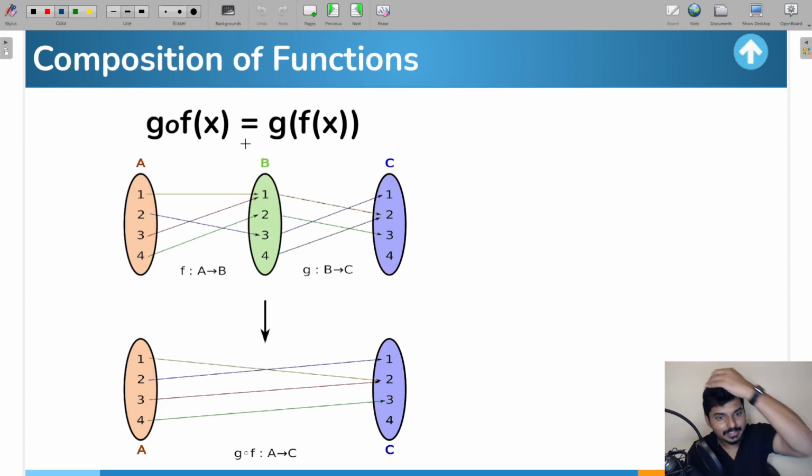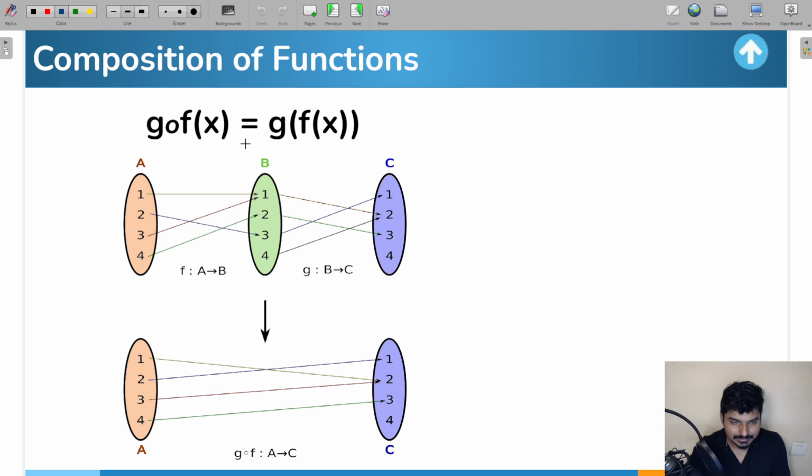Now let us start understanding the concept of composite function in detail. What do you mean by composite function? The first thing for you, g circle f of x is given, which is going to be g of f of x. Now, what do you mean by g circle f of x? What do you mean by g of f of x, guys?